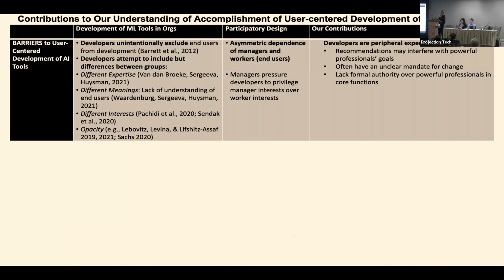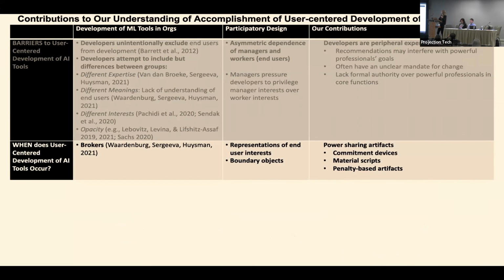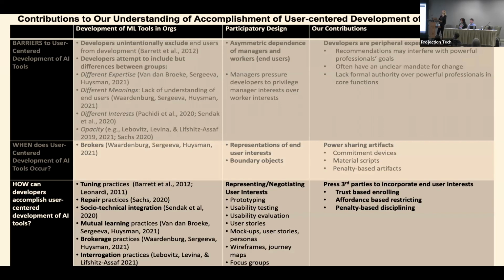So in summary, what I think I'm adding to the current literature is another barrier: these developers are peripheral experts. They may not have control of these powerful third parties. When does it occur? With power-sharing artifacts. And how does it occur? By this trust-based enrolling, affordance-based restricting, and penalty-based disciplining.